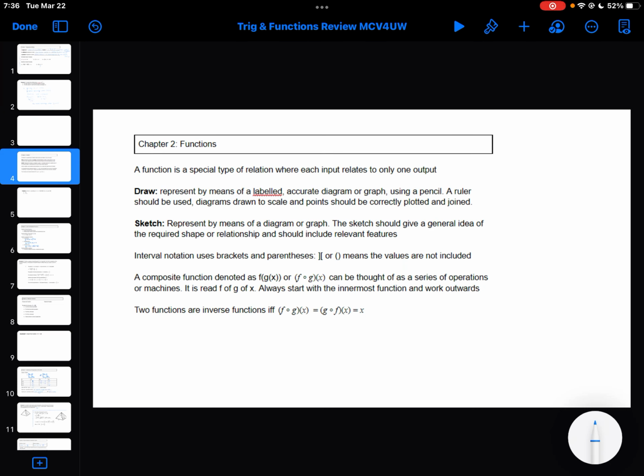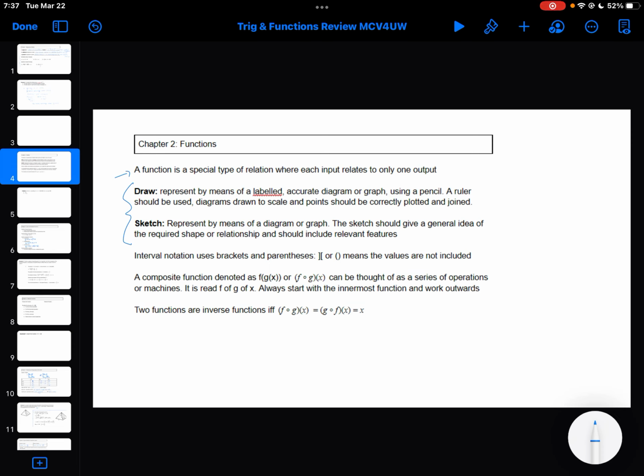Okay, let's take a look at our function example here, because we've got an example of composite functions. So we know from before that a function is a special type of relation where each input relates to only one output. Two command terms that you should be familiar with are draw and sketch. Draw means that you need a labeled accurate diagram. You should use a ruler, include your points, all those things. If the command term just asks you to sketch, then you should just give a general idea of the required shape. Include things like asymptotes, but you don't need to be as particular with your points or with your graphs.